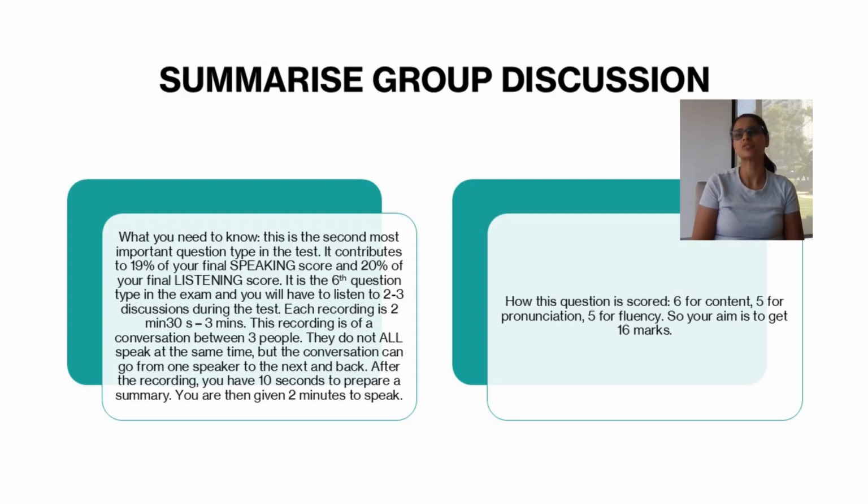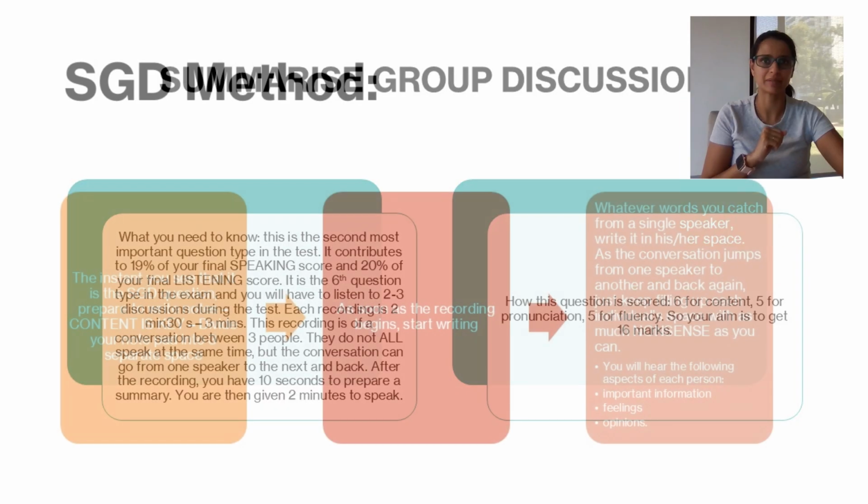Okay. So once again, this is a 655 type question, which you will see quite often in the speaking focus series. 6 for content, 5 for pronunciation, 5 for fluency. Your aim is to get 16 points. Okay? Now, how do we answer this question type?